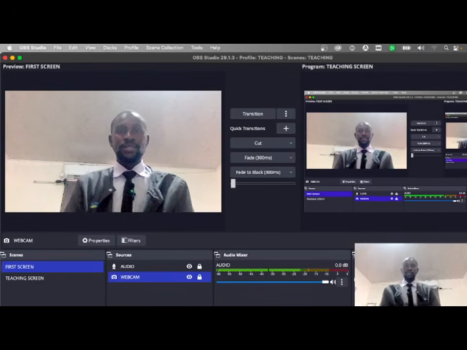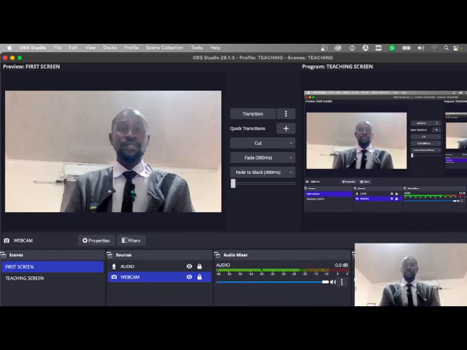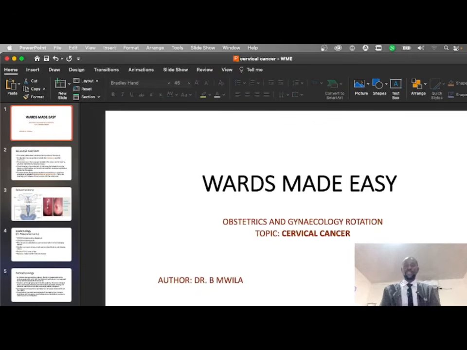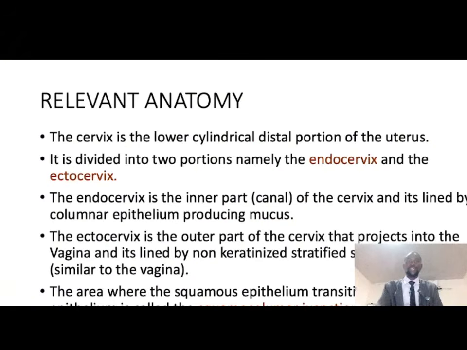So we're discussing cervical cancer today. First things first, what is cervical cancer? When we talk about cervical cancer, we are basically talking about the cancer that is affecting the cervix.